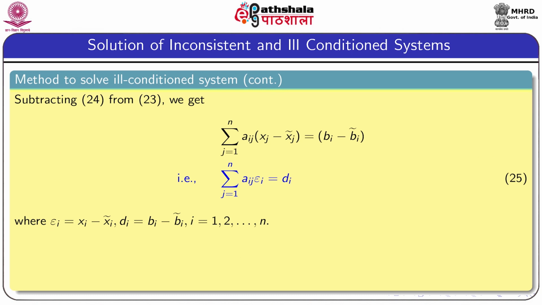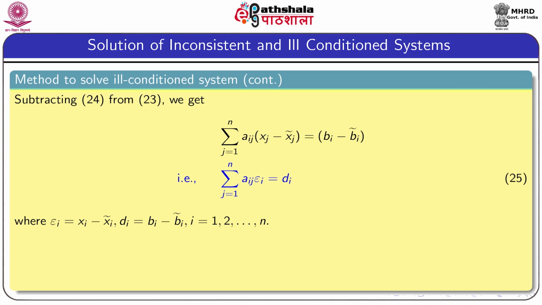Subtracting equation 24 from equation 23, we get summation over j equal to 1 to n of aij into xj minus xj tilde equal to bi minus bi tilde. Note that xj minus xj tilde is the difference between the exact solution and the approximate solution, and similarly bi minus bi tilde represents the difference between right hand vectors.